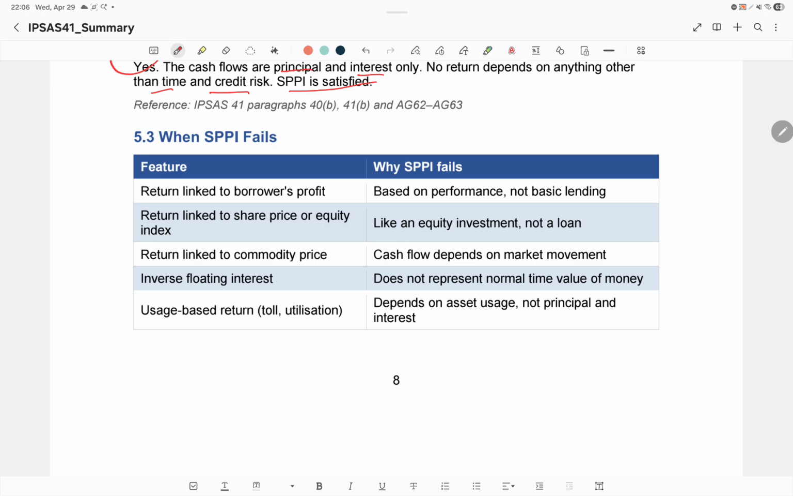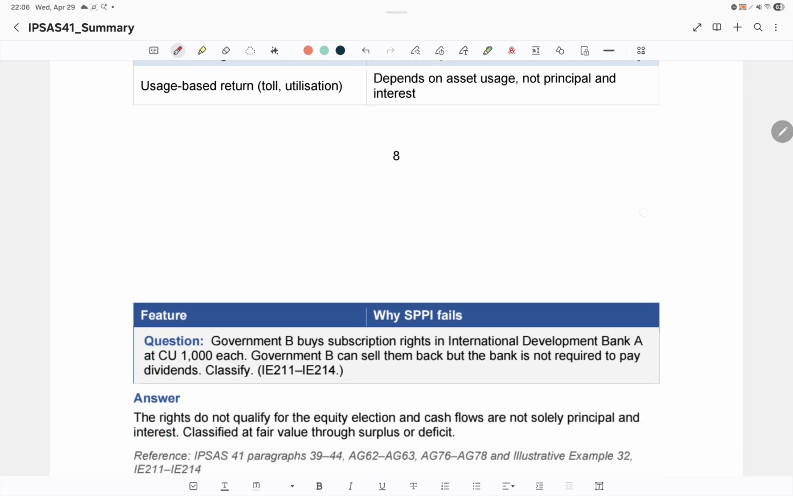An inverse floater is a type of bond or debt whose coupon rate moves in the opposite direction of a benchmark, such as LIBOR or EURIBOR. As market interest rates rise, the coupon payment decreases. So this is an inverse: the way interest moves, this one moves opposite of that, so it does not represent the normal time value of money. Usage-based return depends on asset usage, not principal and interest.